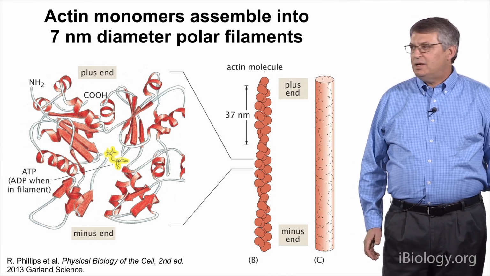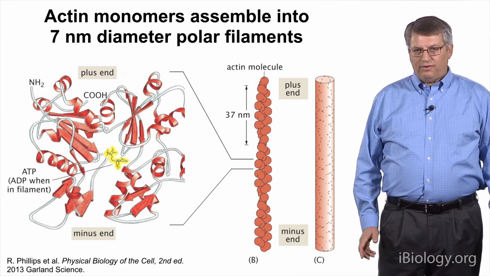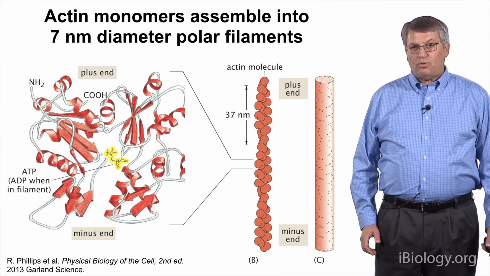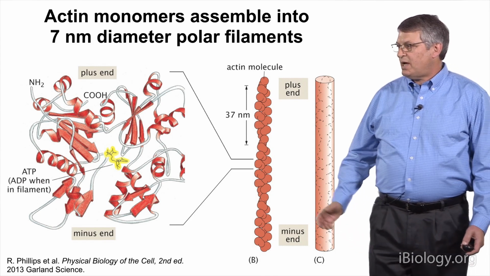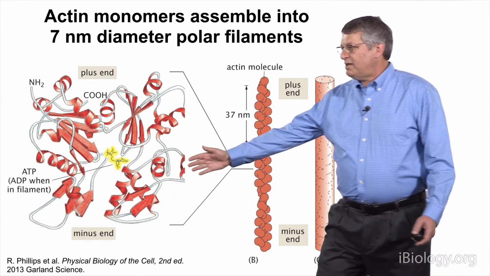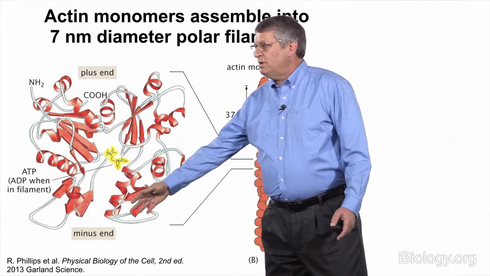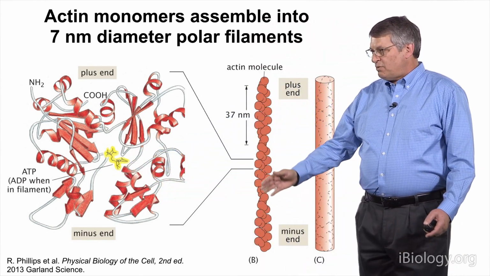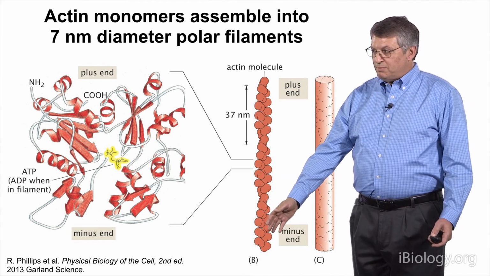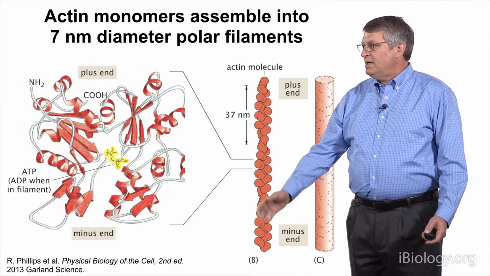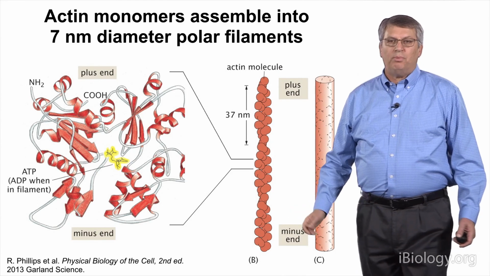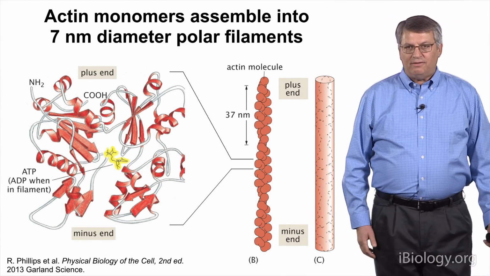And what that means is that each of the monomers in the filament is assembled in the same orientation. So in other words, in this diagram, the nucleotide binding cleft is pointed down in every monomer. And so this end, which is sometimes called the minus end or pointed end, is different from this end, which is the barbed end of the actin filament.